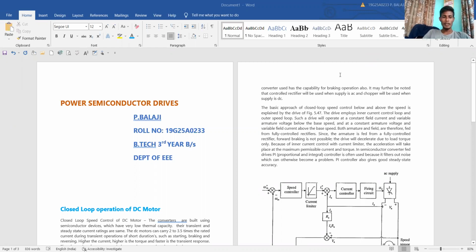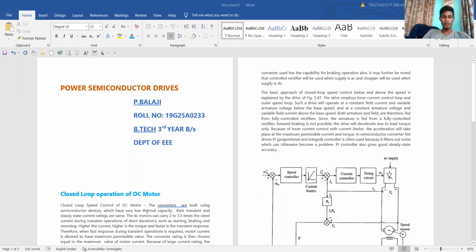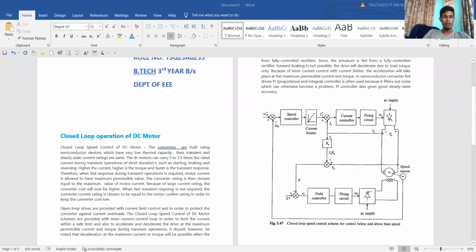My topic is closed loop operation of DC motor. Closed loop speed control of DC motor.